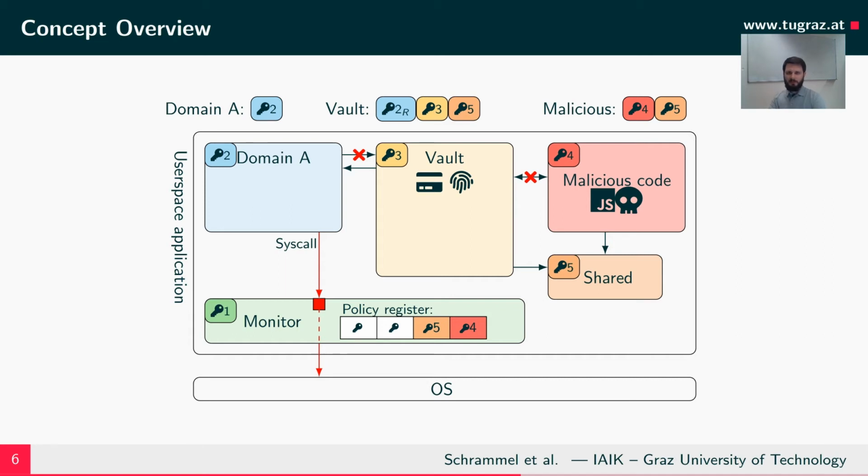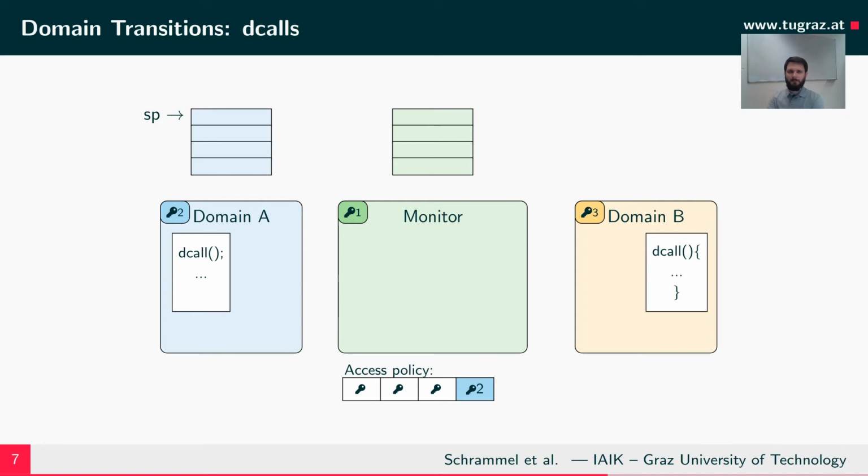But how do we switch between domains? For this, we have defined so-called dcalls. Dcalls are basically function calls which call into predefined entry points into domains. This makes it possible to run code with the permissions of another domain. Now, let's look at an example of how this works.